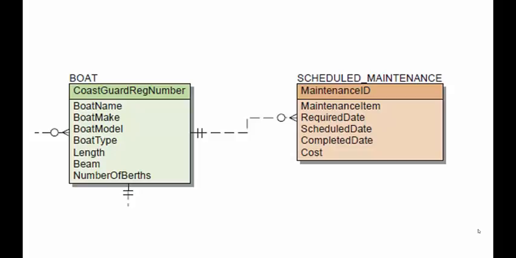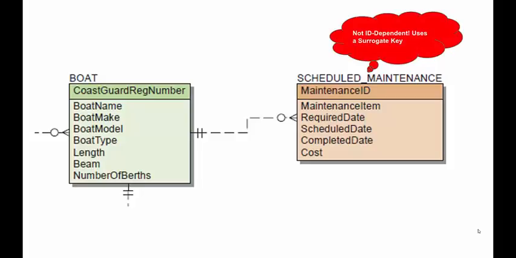Notice here for scheduled maintenance, we do not have a field called Coast Guard registration number. This is not an identification dependency. We have a dashed line indicating the relationship, and it uses a surrogate key called maintenance ID. What we would need to do in the design is add an additional field here called Coast Guard registration number to scheduled maintenance. This would be a foreign key linking us back to boat. However, it would not be part of the primary key.